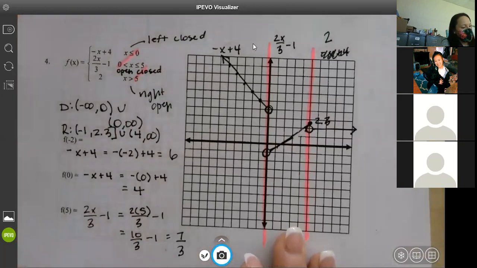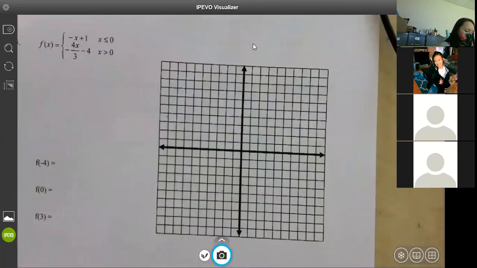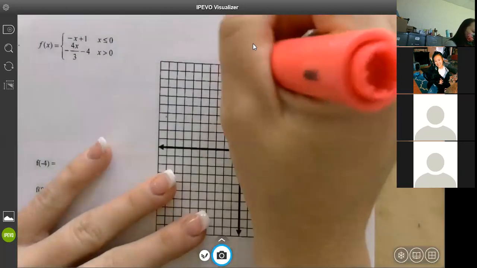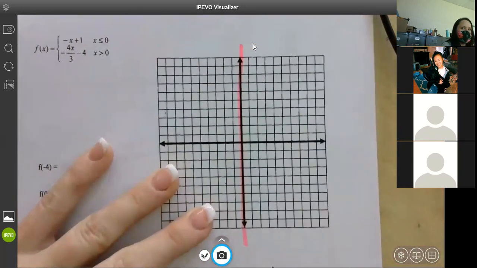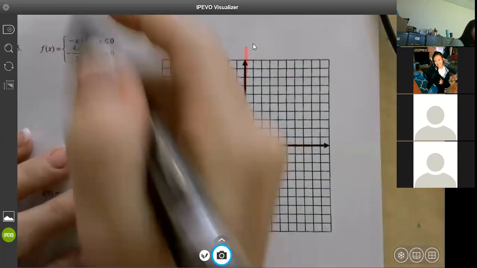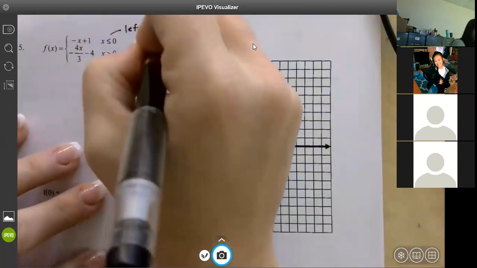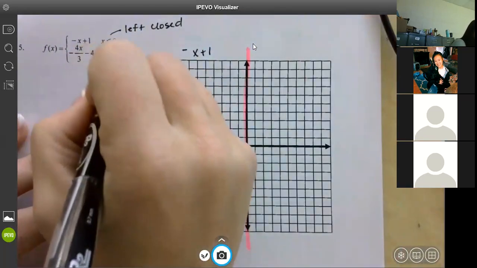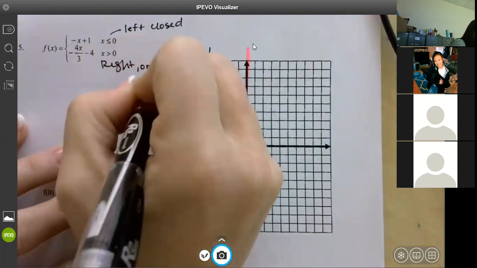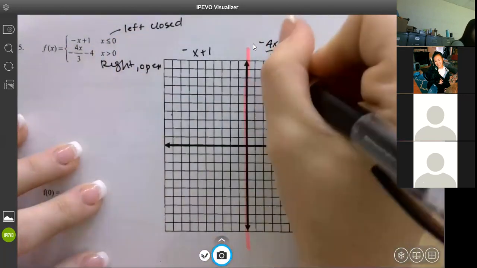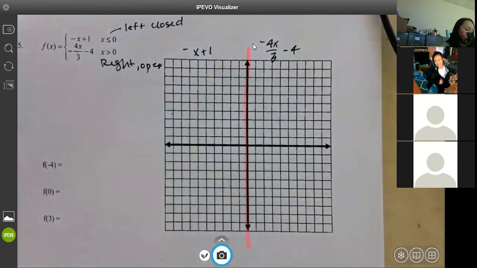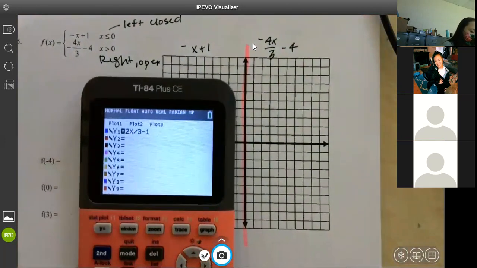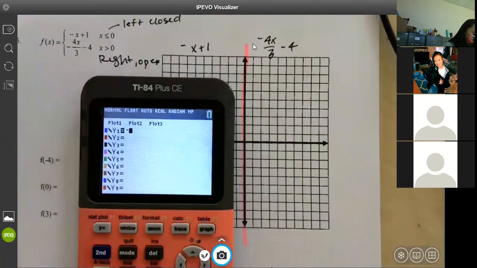All right, 2 more, and then I'll get you your assignment. Yep. All right, and these 2 are easy because it's just 2 points or 2 graphs. It's not 3. So this one is at 0. This one says left and closed. Less than is left. This one says right and open.